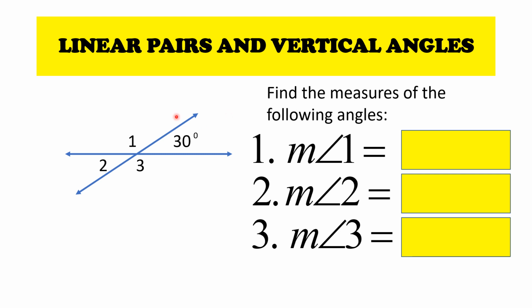So again, what is the measure of angle 1? The measure of angle 1 is 150 degrees. How about the measure of angle 2? So vertically, the measure of angle 2 is 30 degrees. How about the measure of angle 3? Angle 1 is congruent to angle 3 because vertical angles are congruent. If this is 150, this is also 150. So what is the measure of angle 3?